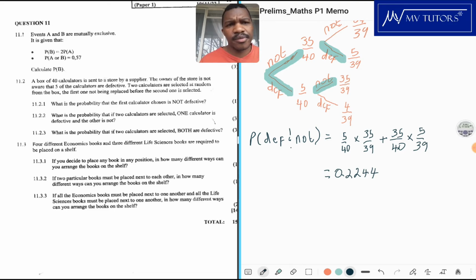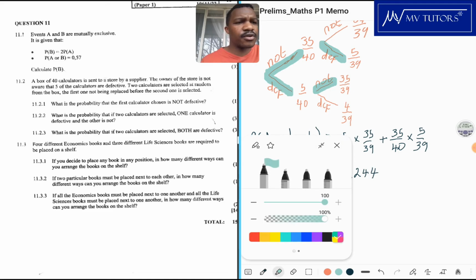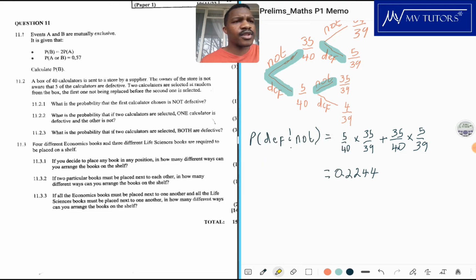Next question says, what is the probability that if two calculators are selected, both are defective? Okay, so if both are defective, then which path are we gonna follow this time? Let's go yellow. So that both are defective means I'm gonna follow the defective path and the other defective path there. Okay, so let me change the color over there as well on my pen mode. Okay, let's go for that green. So this is 11.2.3.